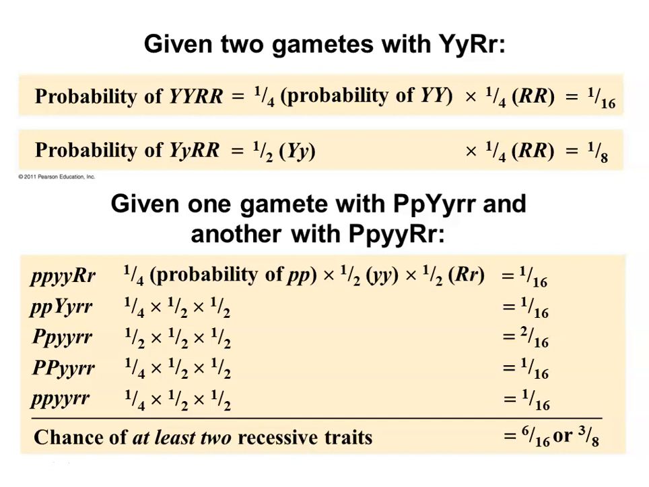So you would go through your probabilities. What are the chances you could get those combinations of alleles? Again, take a look at each gamete.